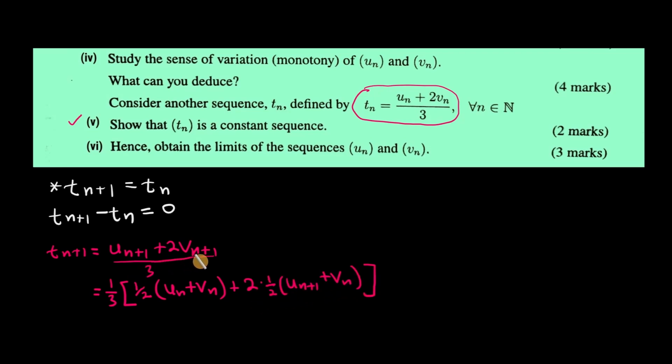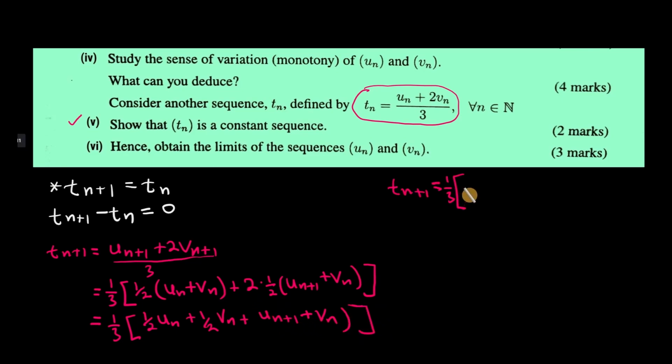Un plus 1 and Vn plus 1 are gotten from the question. 1/3 into half Un plus half Vn. That's multiplying the bracket out. Plus Un plus 1 plus Vn, since 2 cancels 2. That is 1/3 into half Un plus 3 over 2 Vn, since half Vn plus Vn is 3 over 2 Vn.